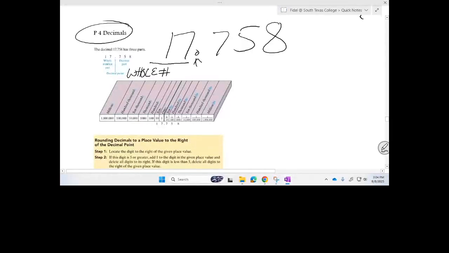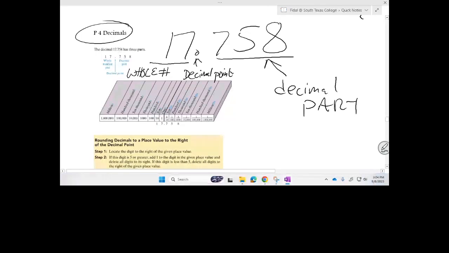The second thing we have is what we call our decimal point. And then the last part, the part to the right, is what we call the decimal part. Okay. Now, y'all, when doing decimal numbers, we want to take a look at place values.